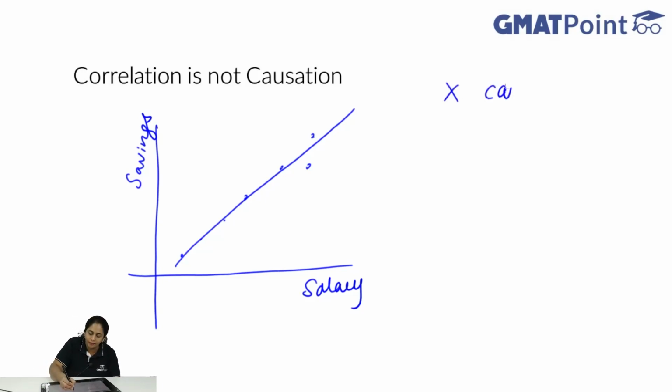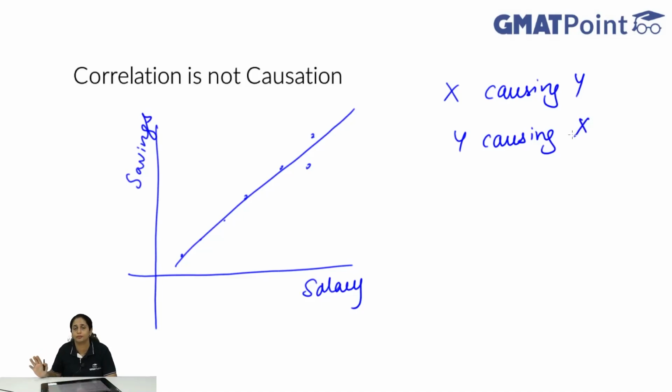X causing Y or Y causing X cannot be inferred just from the correlation. At most you can say that X and Y are correlated either positively or negatively, or that X and Y are uncorrelated, with strong correlation or weak correlation. You can say nothing about causation just from the scatter plot. In certain cases there is causation, in certain cases there is no causation. But just from the scatter plot, can you tell that there is causation? No. We basically cannot comment anything about causation from the correlation scatter plot.